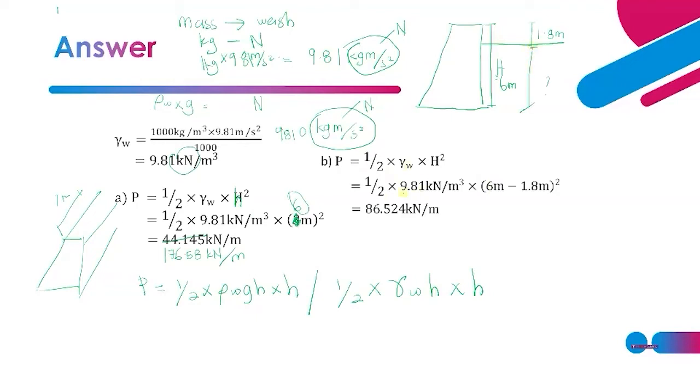Sama juga, use the same formula. So use the unit weight of water. Sebenarnya tak ada masalah kalau you pakai this formula, but don't forget to divide by 1000 because we need the value to be in kilonewton, bukan dalam newton. Okay, so masukkan je, so you akan dapat 86.524.